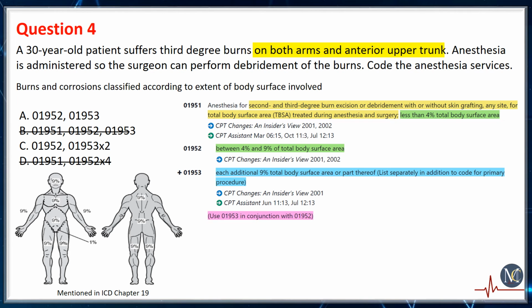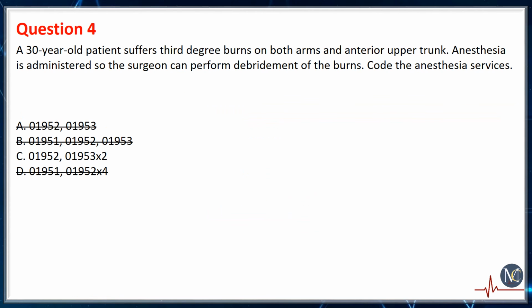The primary code 01952 is designated for the area between 4 to 9% of the total body surface area. For each additional 9%, we need to use the add-on code. Since the total additional area is 18%, we will use the add-on code twice, as indicated in option C. So our correct service code is 01952 along with add-on code 01953 times 2. And our correct option is option C with service code 01952 and add-on code 01953 times 2.